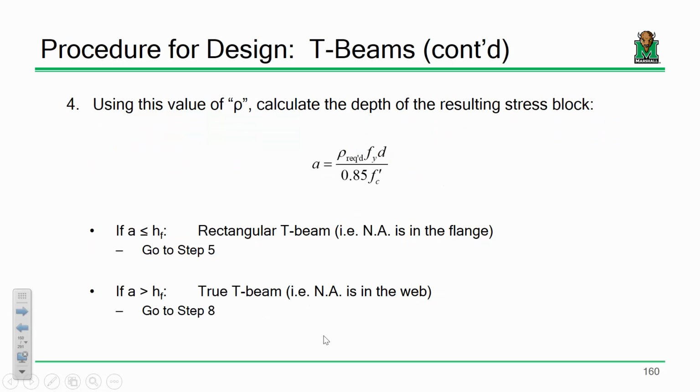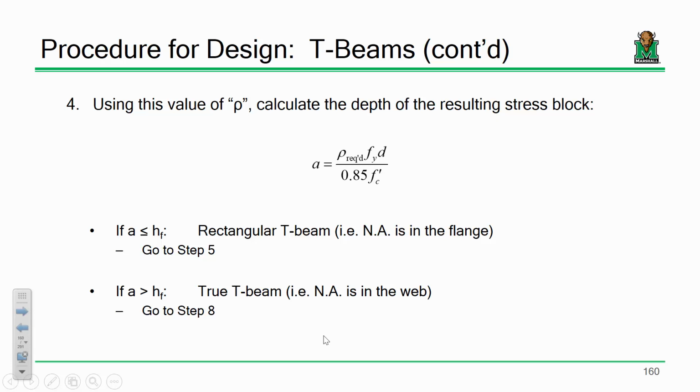Then we take that required reinforcement ratio and we say, okay, what would the depth of the stress block be if we use that? Now, if that depth a is less than or equal to h sub f, then our assumption was correct, and we do have a rectangular T-beam. We just go on to step 5. If not, then we skip a few steps and go on to step 8. So step 5 is where rectangular analysis takes off, and step 8 is where true T-beam analysis takes off.